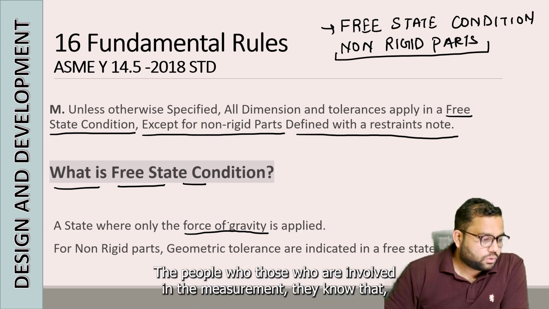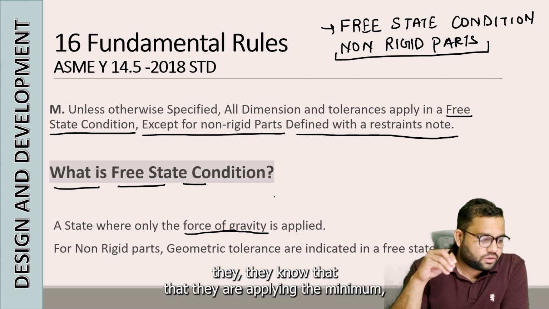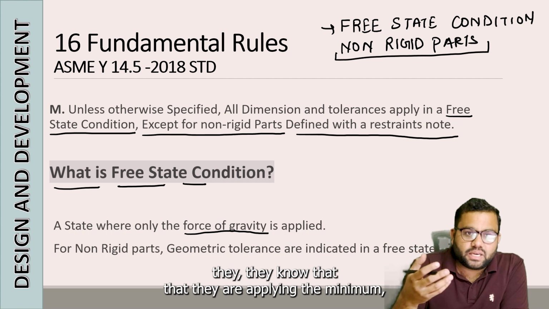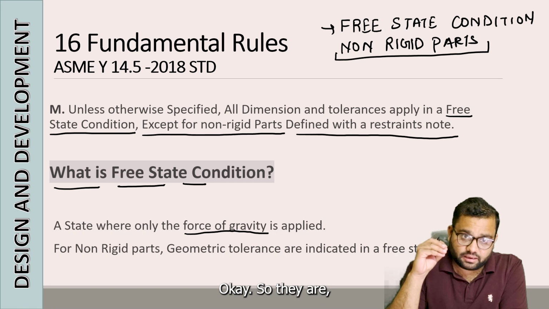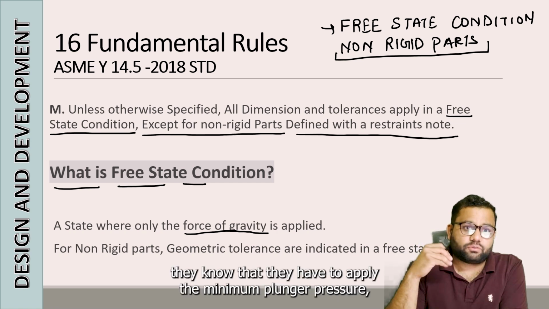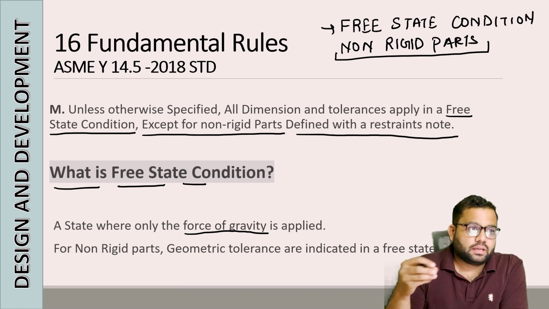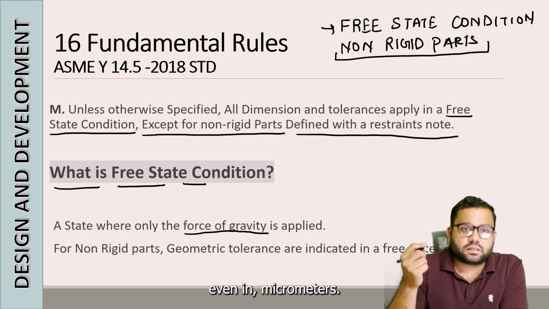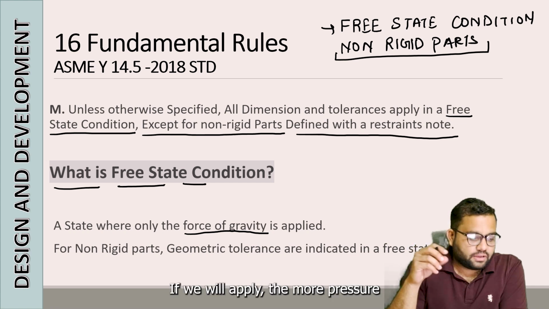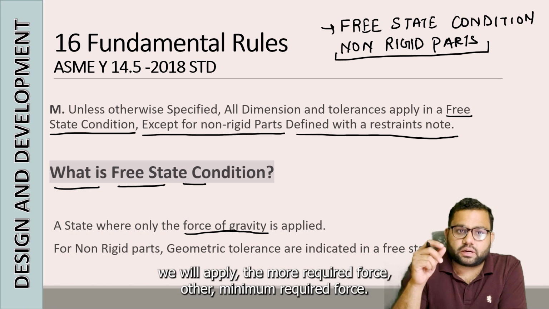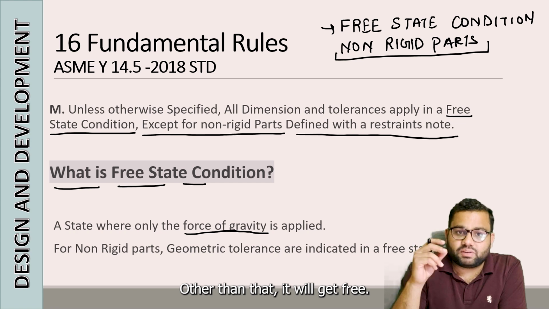The people involved in the measurement know that they are applying the minimum plunger pressure during the measurements. Even in micrometers, we know that they have ratchet mechanisms. If we apply more than the minimum required force, it will get free.